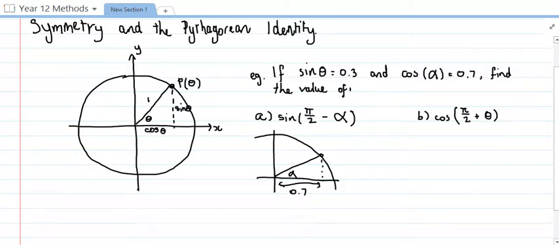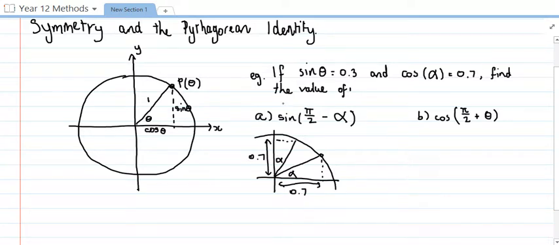Now, we're actually asked to do pi on 2 minus alpha, so I'm going to do pi on 2, I'll start up here, and I will minus that same angle. So it's going to take it back to about there. These two triangles that I've drawn here are exactly the same triangle, just orientated different ways. So because that part there is 0.7, what we can see right away is that this vertical part here is also going to be 0.7.